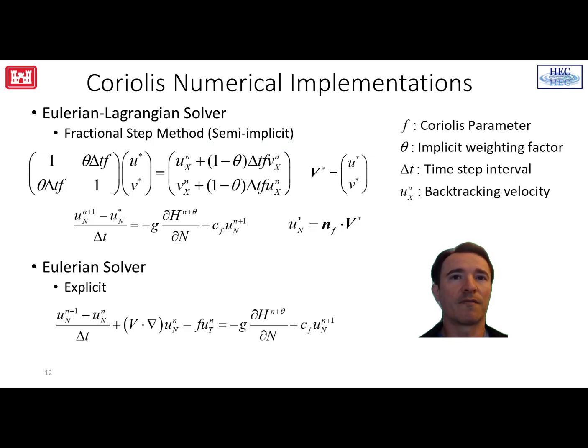The treatment of Coriolis in the EM solver is much simpler. It doesn't use a fractional step method. Instead, the Coriolis is computed explicitly based on the face tangential velocity. The tangential velocity is computed from a least squares solution of the neighboring face normal velocities.